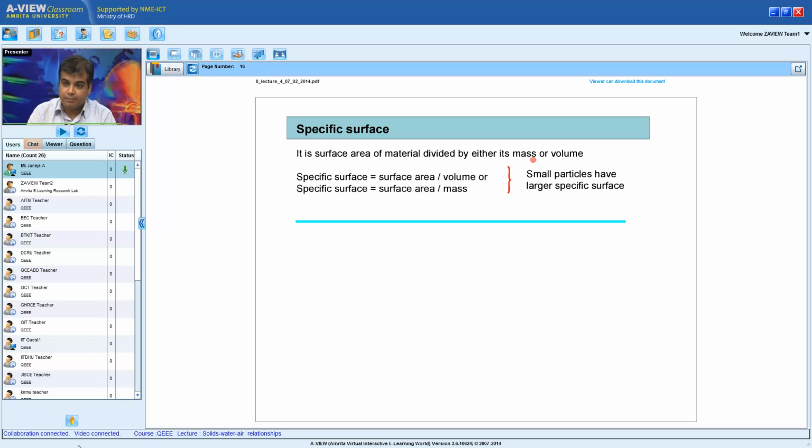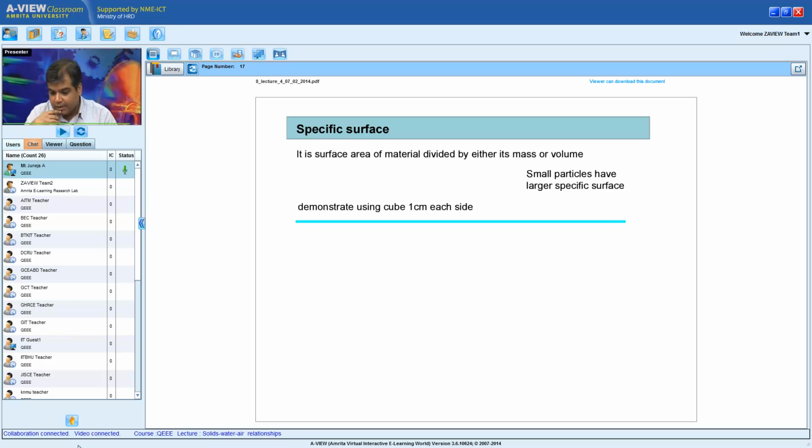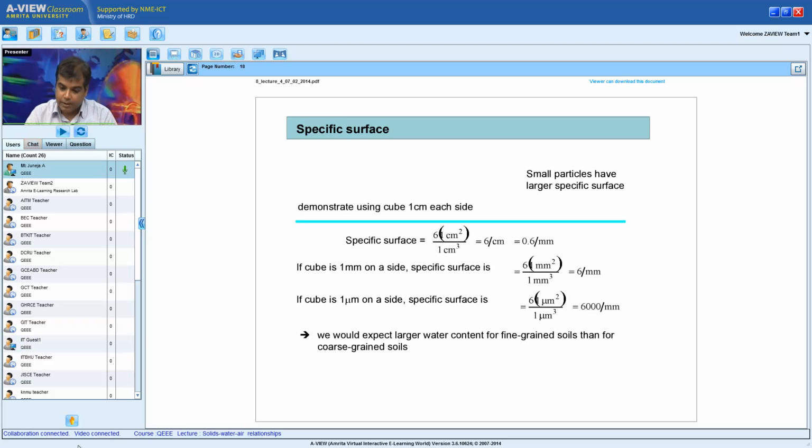Okay, I'll give you an example. Smaller the particle, greater the specific surface. The example is given by a cube. Let's look at a cube whose each side is 1 centimeter. Please look at the first line over here. It's one cube you're looking at, and each side of the cube is 1 centimeter.